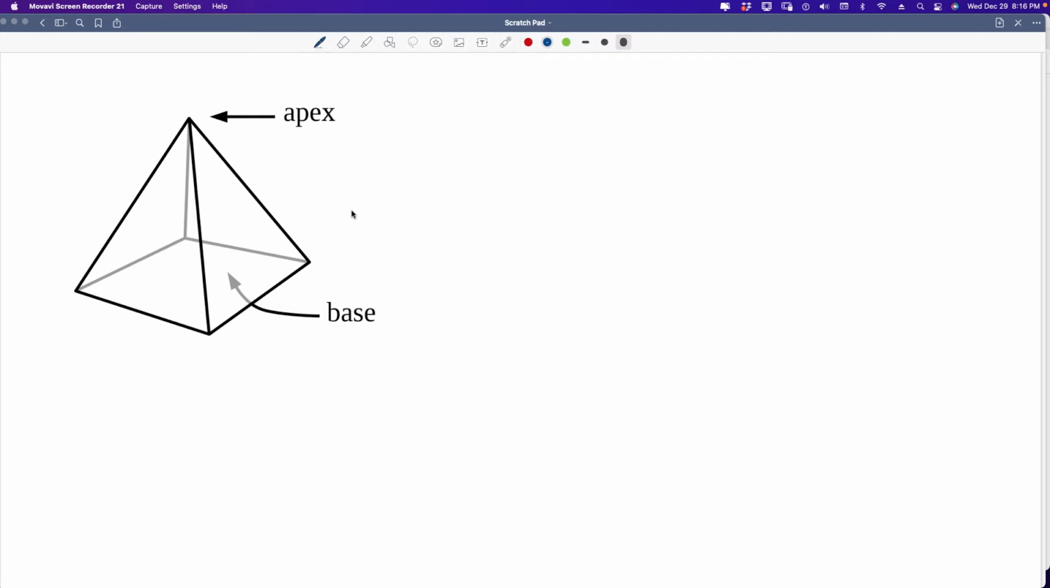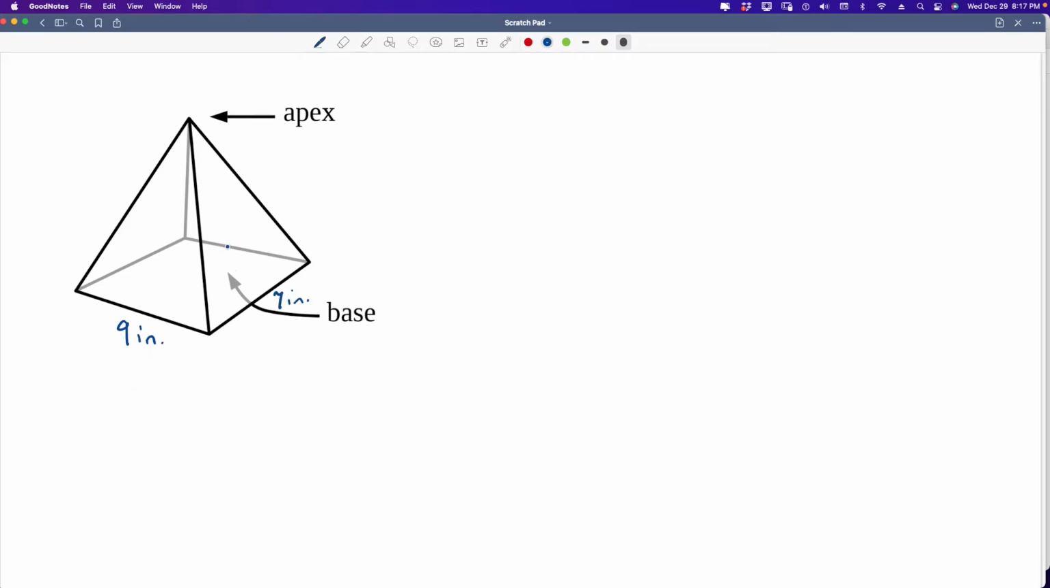And let's see what I can do. All right, I found a cool picture, so I didn't have to draw that again. So we have a right rectangular pyramid, and it has a 4-sided base. So let me put in some dimensions here. On this side, this is 9 inches long, and this side of the base is 7 inches long.